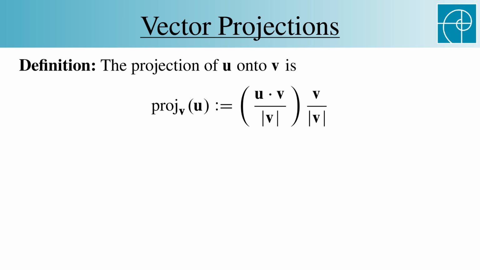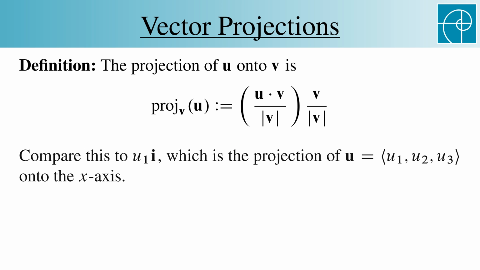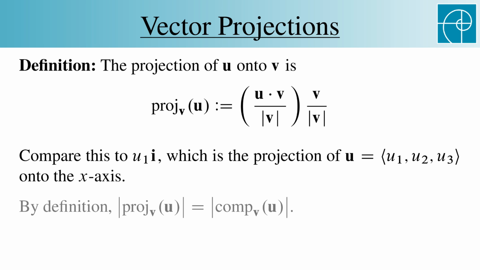We define this as the projection of u onto v. Compare this to u sub 1 times i, which is the projection of u onto the x-axis. The pattern is the same in that we have a signed magnitude times a unit vector in the direction we want. Note that by definition, the magnitude of the projection is the absolute value of the component of u along v.